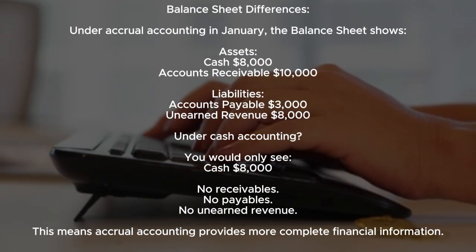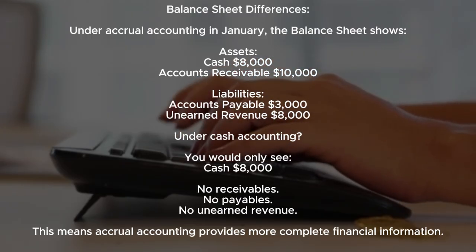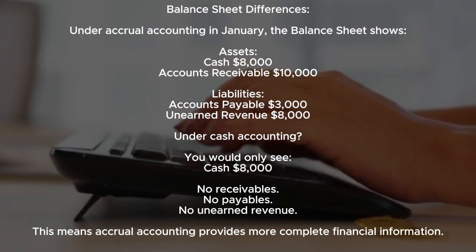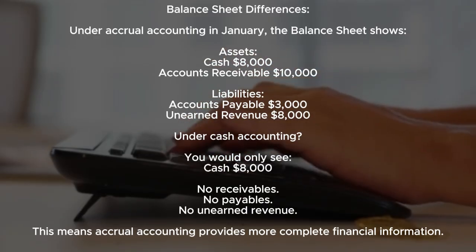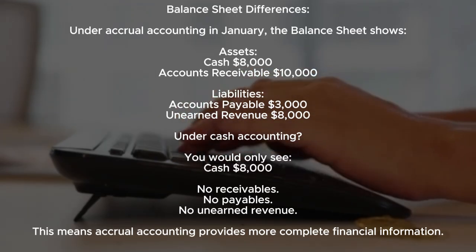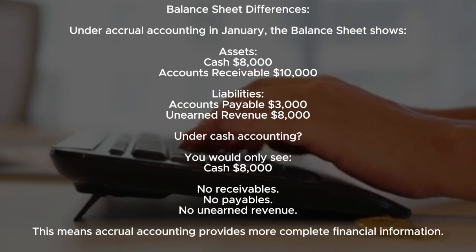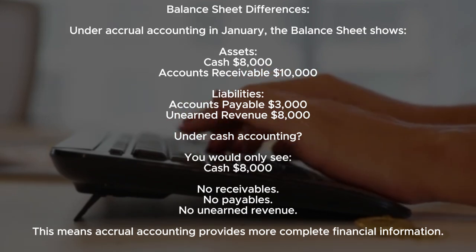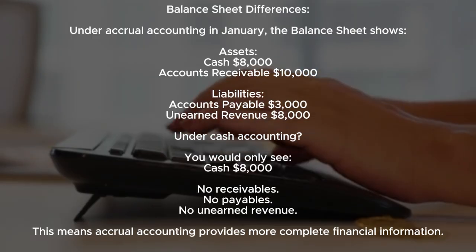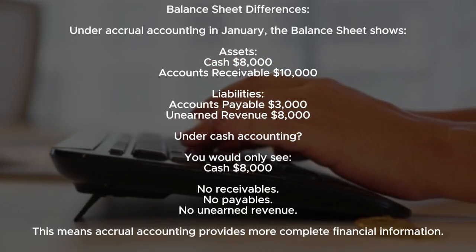Balance sheet differences. Under accrual accounting in January, the balance sheet shows assets: cash $8,000. Accounts receivable $10,000. Liabilities: accounts payable $3,000. Unearned revenue $8,000. Under cash accounting, you would only see cash $8,000. No receivables, no payables, no unearned revenue. This means accrual accounting provides more complete financial information.